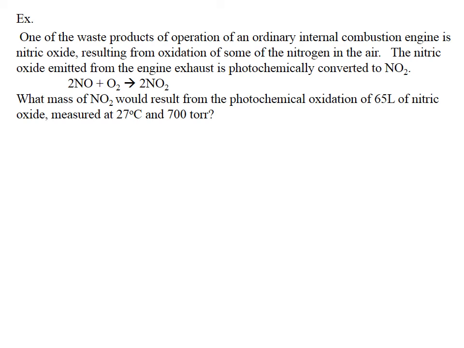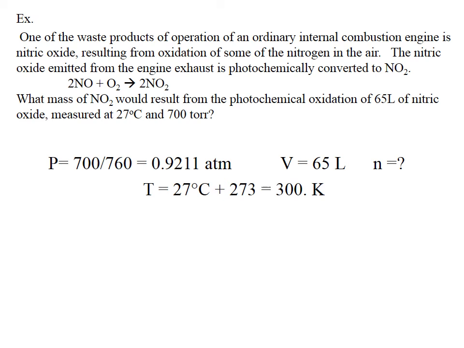So let's analyze the question. We're given the pressure in torrs, which we can convert to atmospheres. We're given the volume. We don't know how many moles of the gas we have. And we're also given temperature in Celsius. So we can convert our Celsius to Kelvin. So that means we can use the equation PV is equal to nRT to find the number of moles.